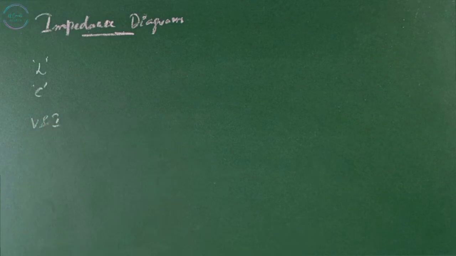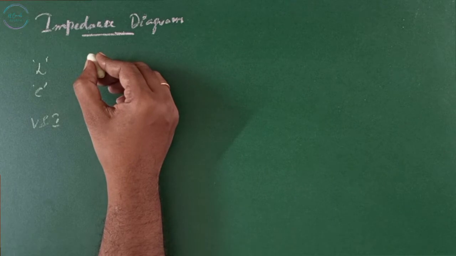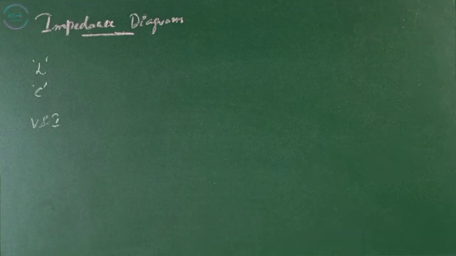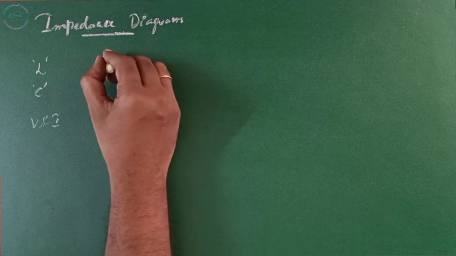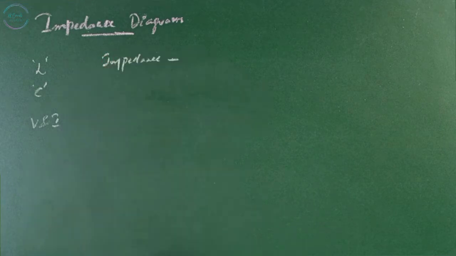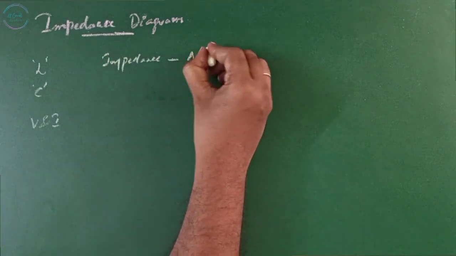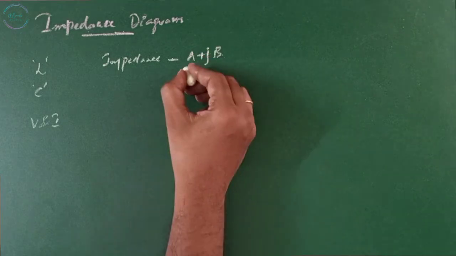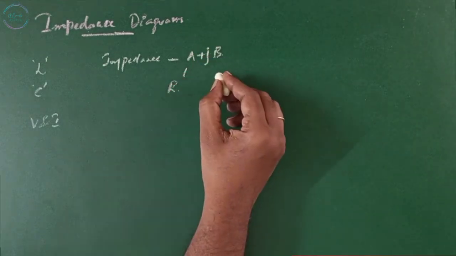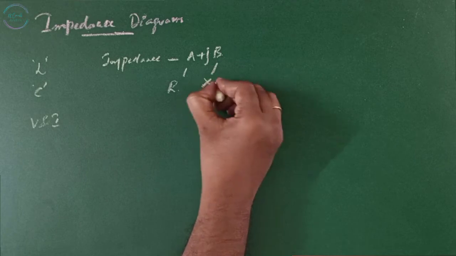In case of pure inductance, the current lags behind the voltage by 90 degrees, whereas in pure capacitance, the current leads voltage by 90 degrees. Almost all electrical circuits offer impedance to the flow of current. Impedance is a complex quantity having real and imaginary parts. The real part represents the resistance, whereas the imaginary part represents the reactance.